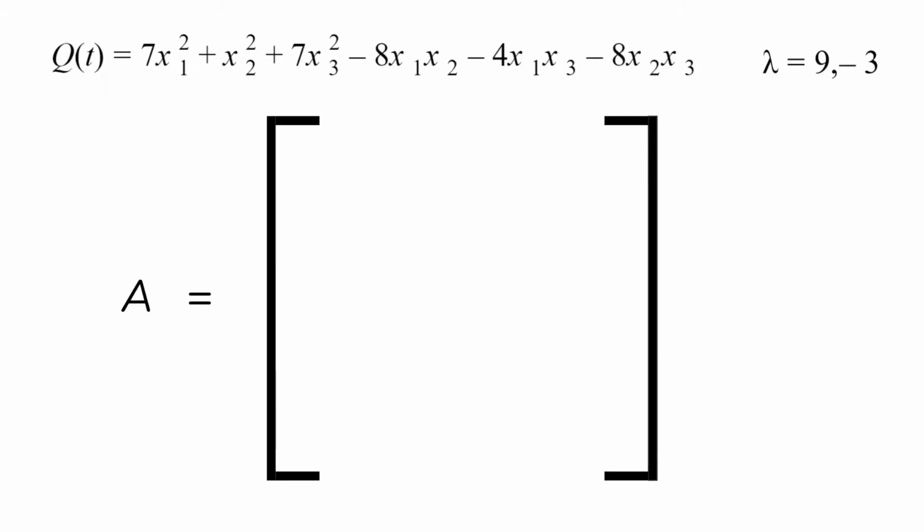First, let's find A. By the process explained in the introduction, we know that the value in the top left is 7, middle is 1, and the bottom right is 7. Since the coefficient of the x1, x2 term is negative 8, we split that value between the top middle and the left middle positions to get negative 4 in each. The coefficient of the x1, x3 term is negative 4, so we split that value between the top right and bottom left positions to get negative 2 in each. Lastly, the coefficient of the x2, x3 term is negative 8, so we split that value between the right middle and bottom middle positions to get negative 4 in each.